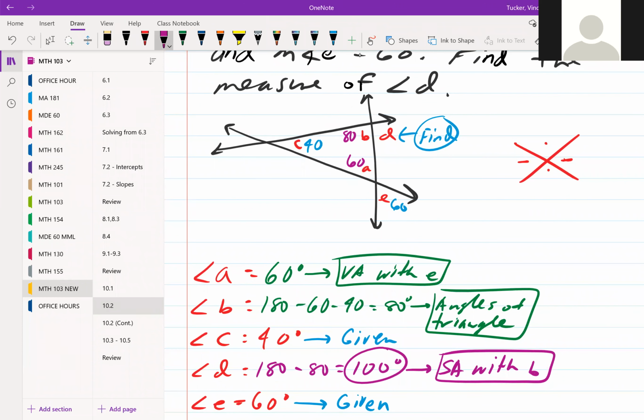And then looking at B and D, we have a straight line. That means we have a straight angle, and that's supposed to add up to 180 degrees. And so that's how I find angle D. I subtract the angle B from 180. All right. Questions on that?